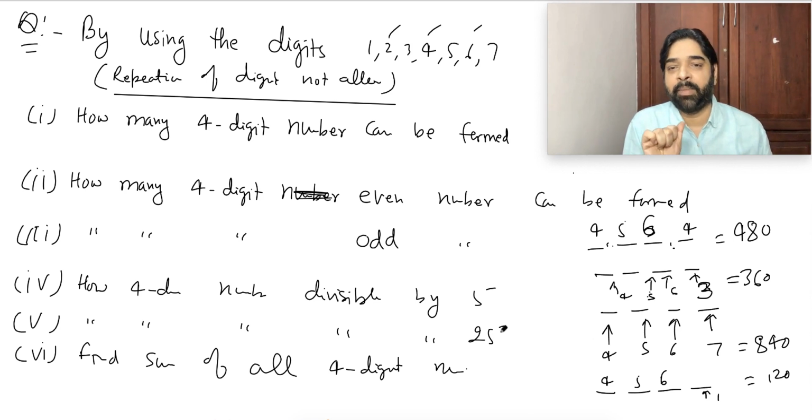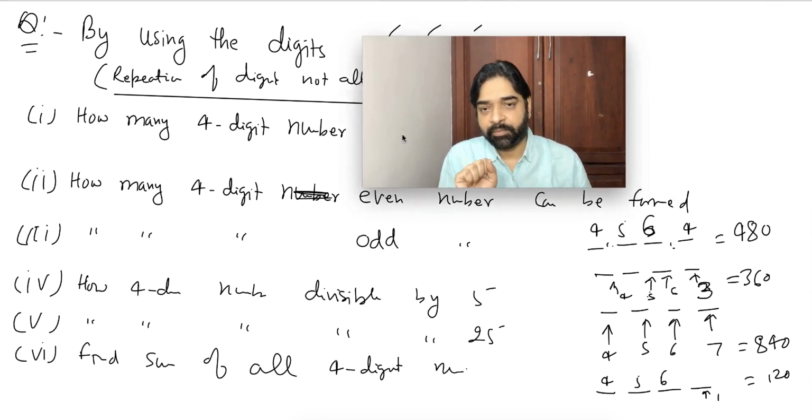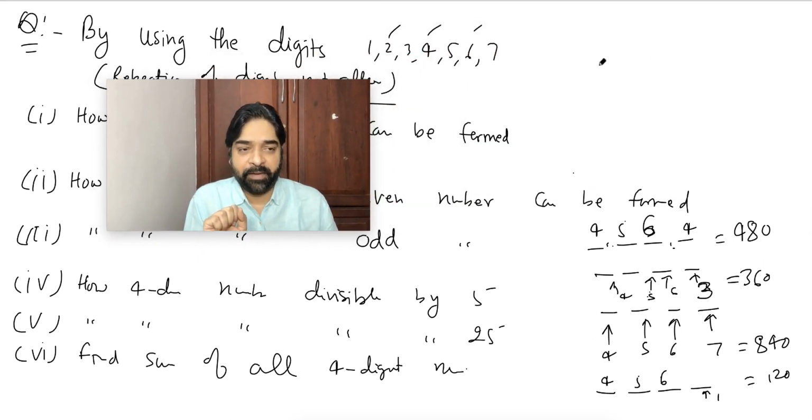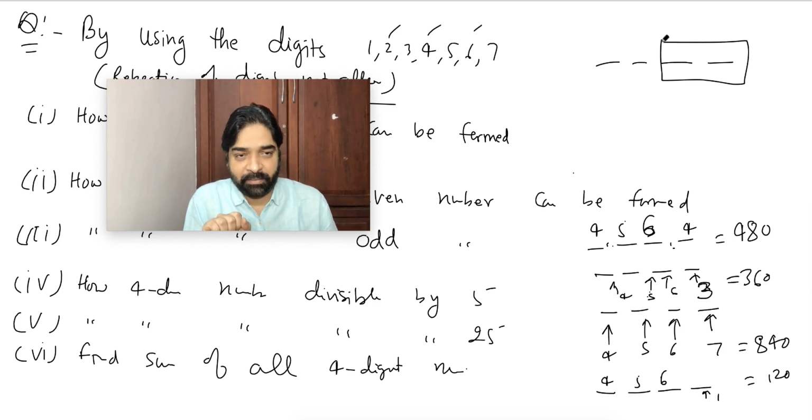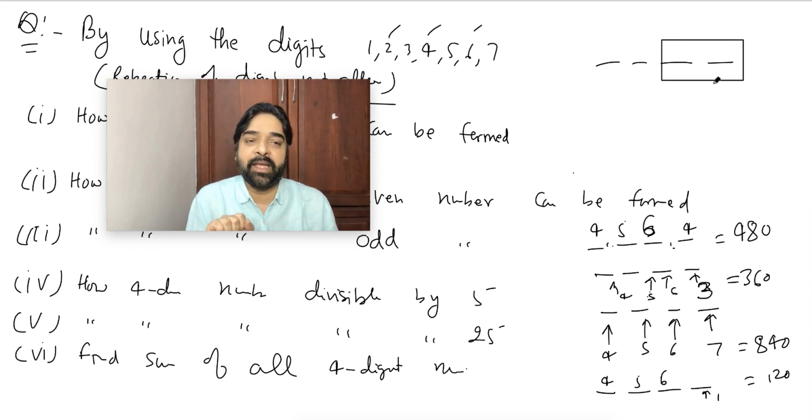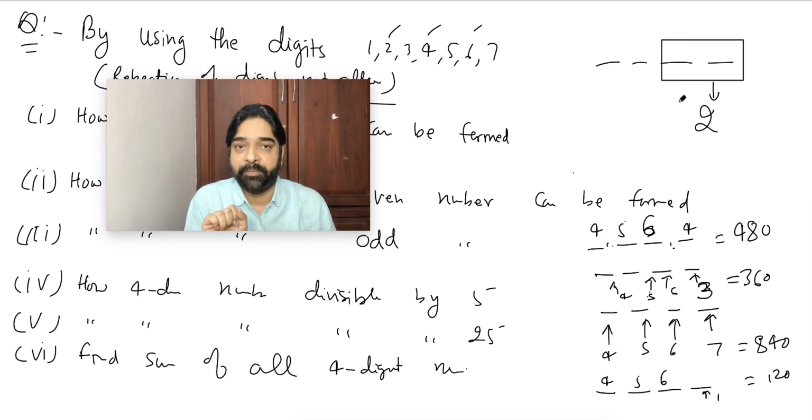Now, next bit, how many numbers are divisible by 25? How do we know that a number is divisible by 25? For a number divisible by 25, the last 2 places must be divisible by 25. This is the only condition. So these 2 places combined can be filled by either 25 or 75. No other option. So these two places can be filled in two ways.